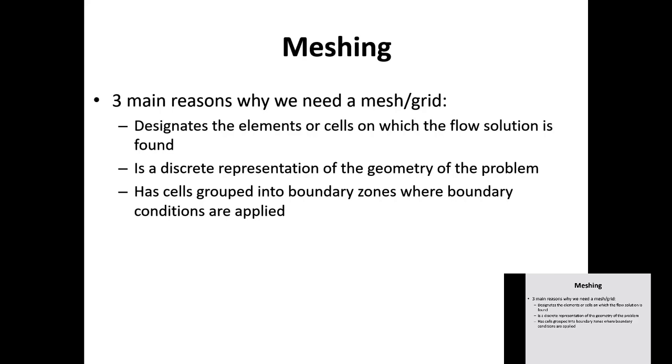So, reasons for meshing. A mesh will have an exact position in the space that you use. The mesh will give you the exact location, or vice versa. For an exact location, you have an exact grid node, and the mesh is a discrete representation of the geometry of the problem. For example, you've already done this basically.